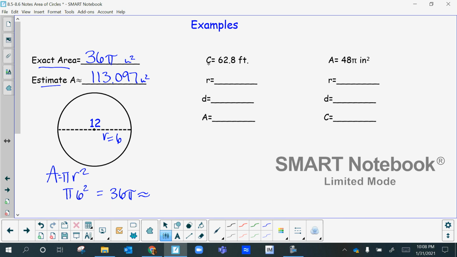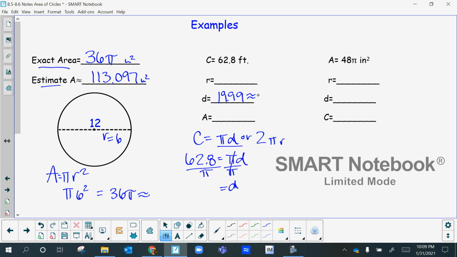It gave us capital C, which that's going to represent circumference. So if you look at your formula chart, the formula for that is pi times d, or 2 times pi times r. Okay, so it doesn't matter which one you use. So I'm going to use the smaller one. So I have 62.8 equals pi times d. I'm going to divide by pi, and that'll cancel, and that's going to be my diameter. So let's take 62.8 and divide it by pi in the calculator and hit enter. And if we round to the hundredths place, we get about 19.99. Okay, so if we really wanted to round it to only the tenths place, then we would say about 20.